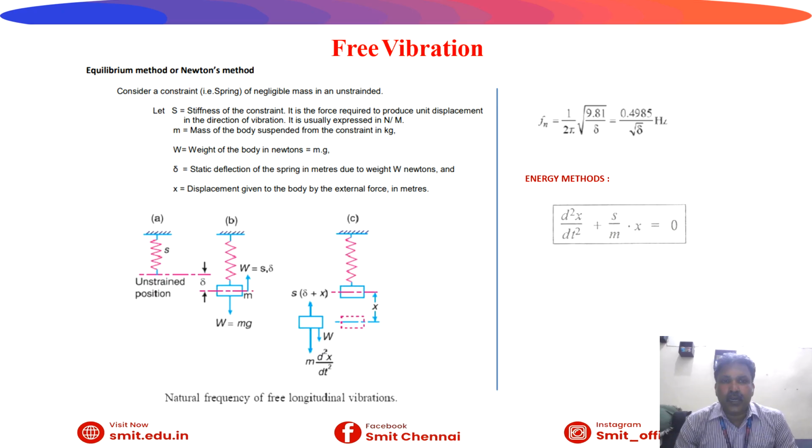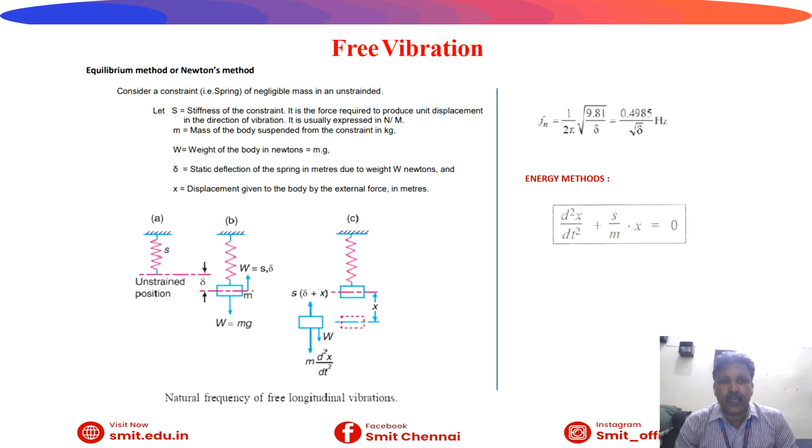Then the equilibrium method, or Newton's method. That is the equations of equilibrium. We have the constraint that we are taking as a spring of negligible mass, which is unstrained. S is the stiffness of the constraint. It is the force required to produce unit displacement in the direction of vibration. It is usually expressed in Newton per meter.